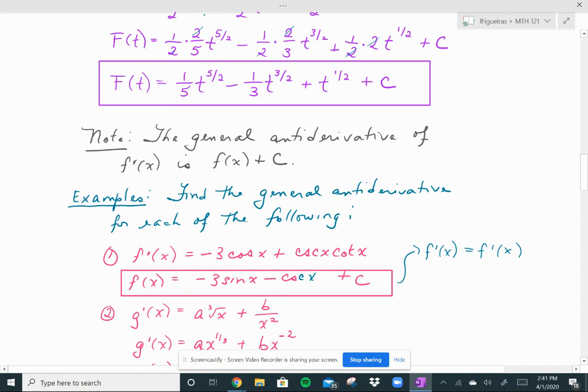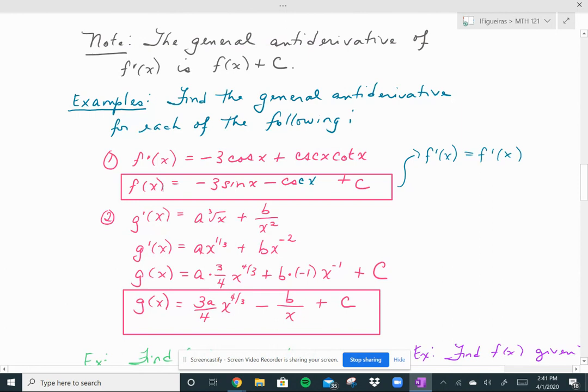Okay, here we have another. I have g prime of x equals a cube root of x plus b over x squared. A and b are just numbers, coefficients of these two variable expressions. So the first thing I have to do is rewrite those terms in a way so that I can use anti-power rule, which means it should be x raised to a power, not a radical and not in the denominator the way the original expression is stated. So that becomes g prime of x is ax to the 1/3 plus bx to the -2.